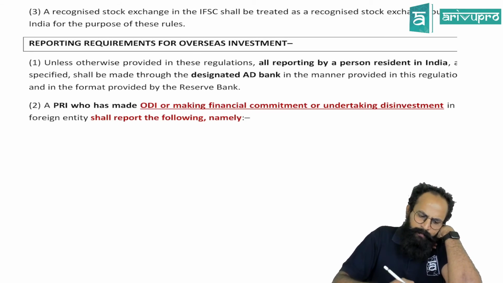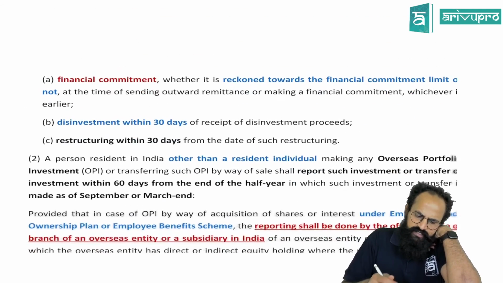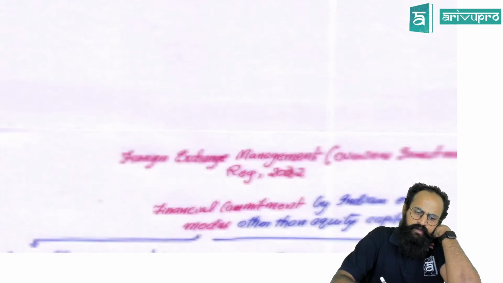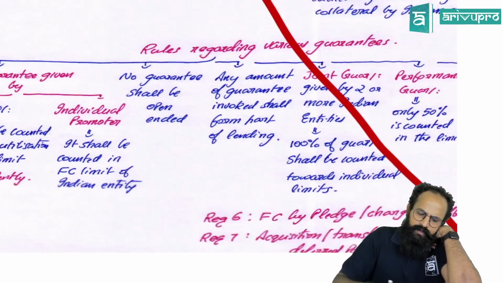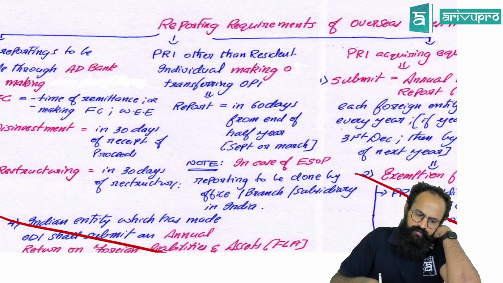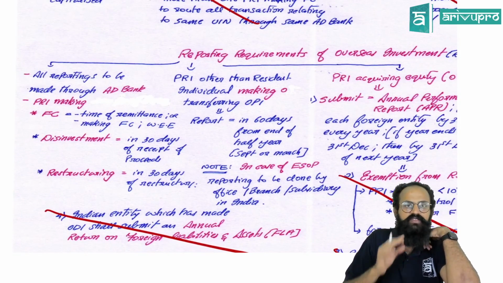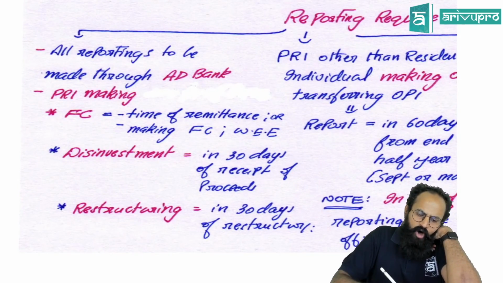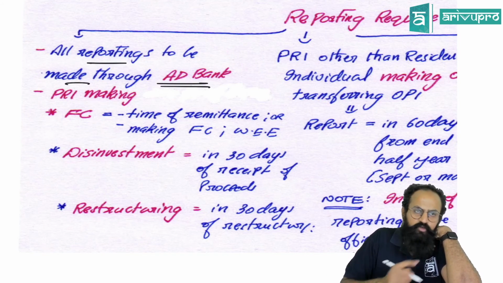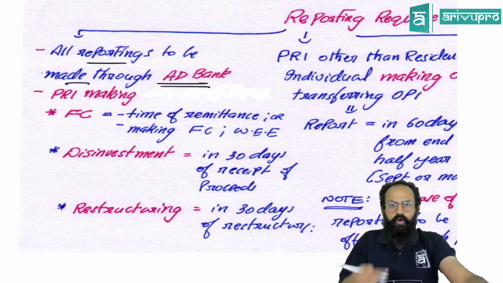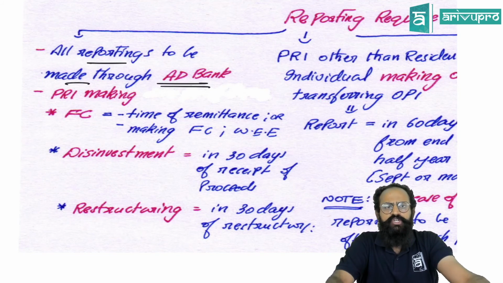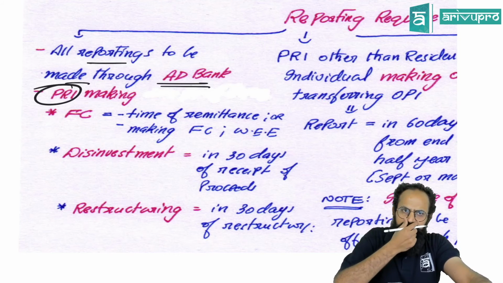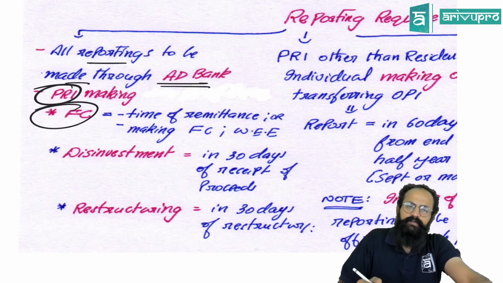So next one, sir, reporting requirements for overseas investments. Simple one, people. What is this, sir? Sir, whoever has made investments, people, they have some reporting requirements, it seems. What are those reporting requirements, people? See here. All reportings to be made through AD Bank. So whoever is making a reporting now, whatever you guys have invested, you should make some reporting. What is that? A PRI includes everyone making a financial commitment.